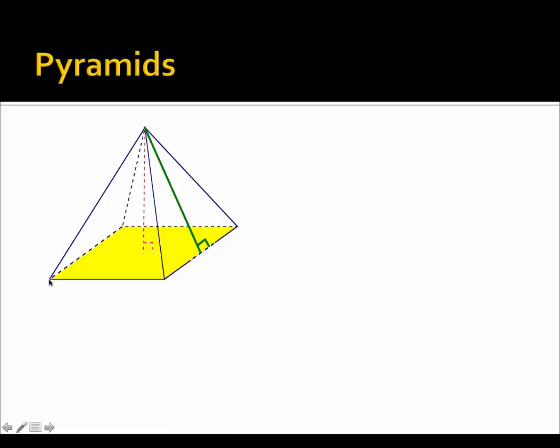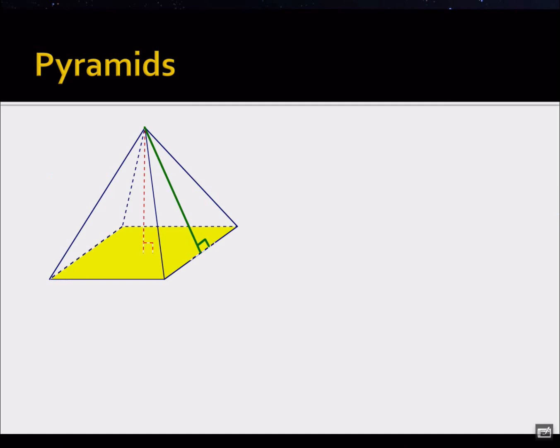But we got to get some terminology under control first. So that is a square right pyramid. It's called a square pyramid because the base is a square. It's called a right pyramid because the vertex, this little guy up here on top, is directly over the center of the base.